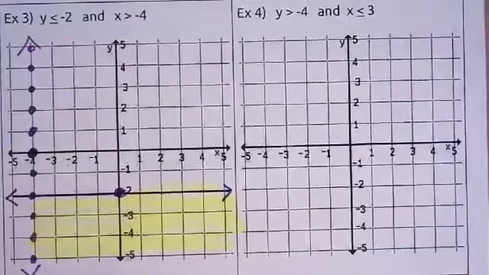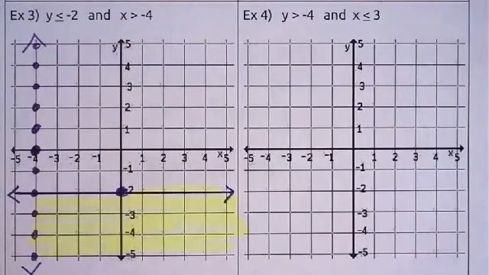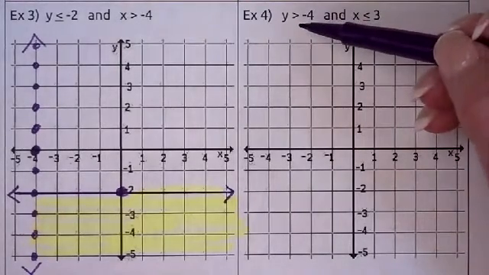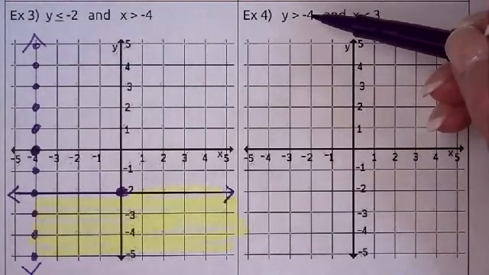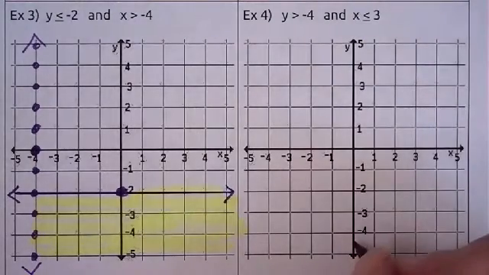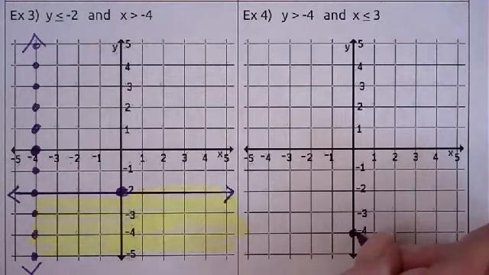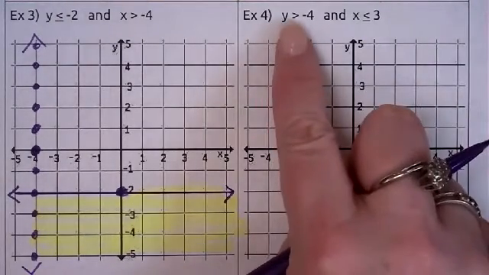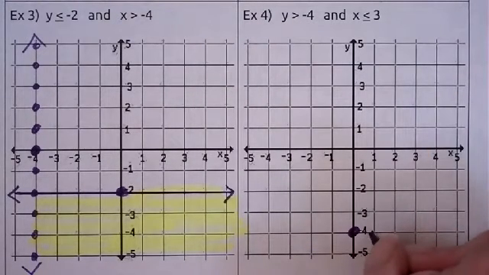Okay. Now, example 4 is very similar. Okay, so let's go ahead and try this one. It says y is greater than -4. Come down here to -4 on the y-axis. It is a dotted line.